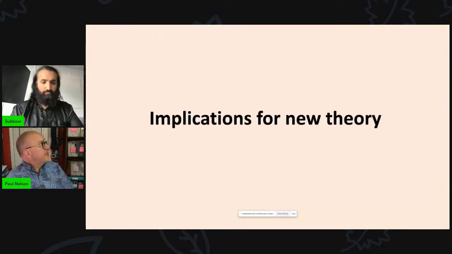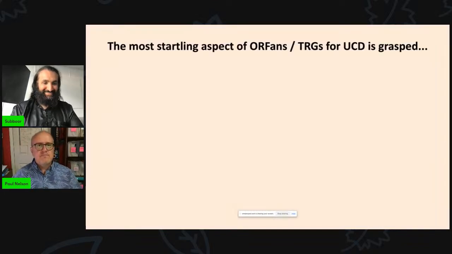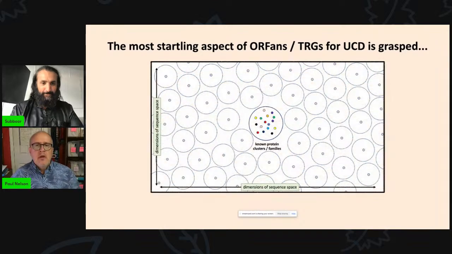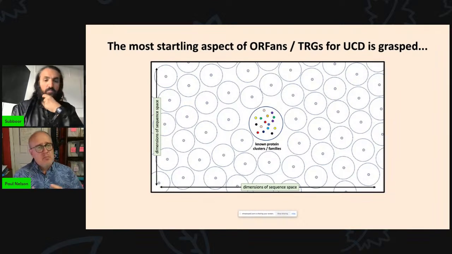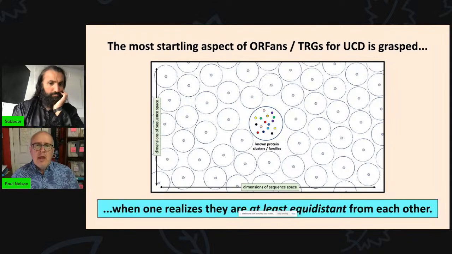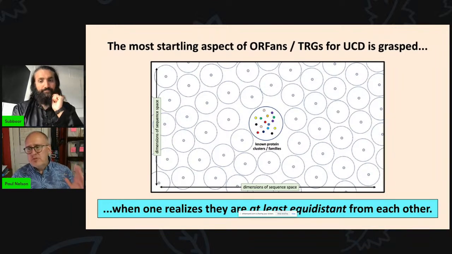All right, implications for new theory. Oh, shoot. I got to make this fast because I've run over the hour. If you think about how orphans are defined as having no detectable homology to other sequences, and project that into sequence space in its entirety. Now, sequence space is a high-dimensional abstract concept. It's a theoretical concept that cannot accurately be represented in a 2D Euclidean plane.